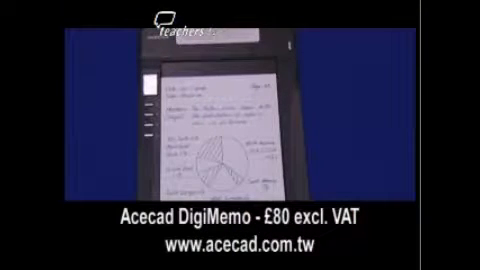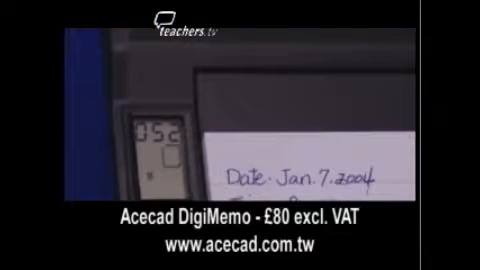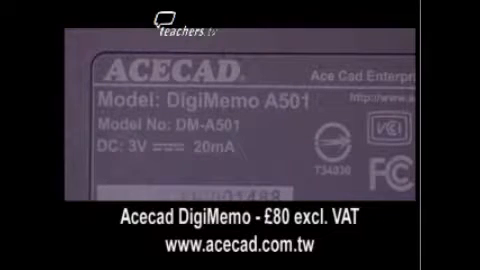A second resource I'd like you to look at is a piece of hardware called the DigiMemo. The DigiMemo is a paper pad with a plastic backing. It's got a little electronic pen. The fabulous thing about this product is that every stroke you write is recorded digitally. It can save up to 999 pages on ordinary paper. It can save it to a compact flashcard and costs just £80.